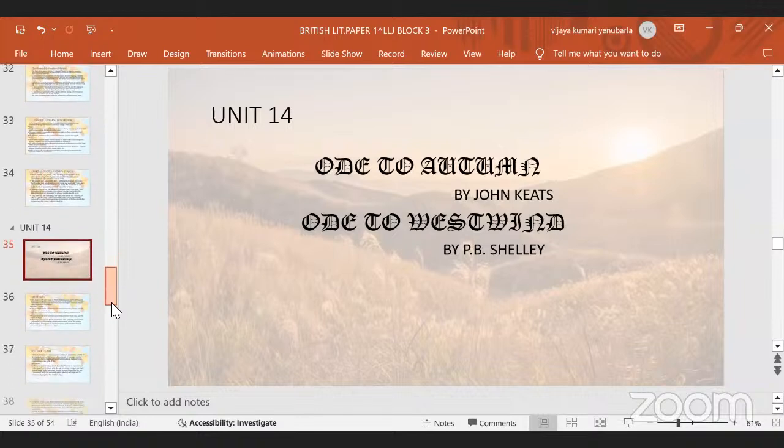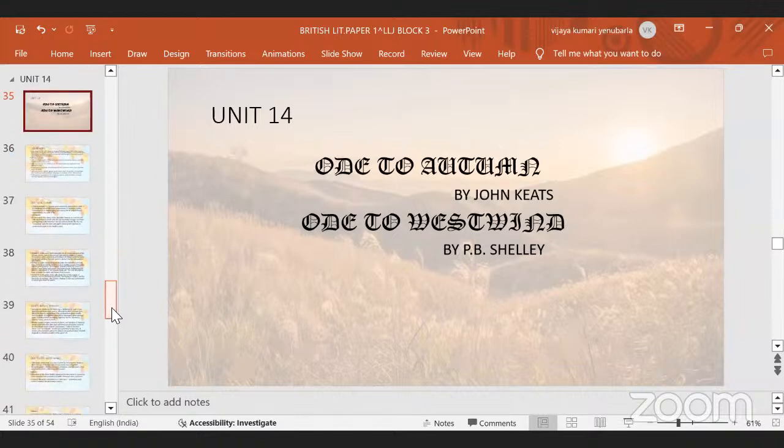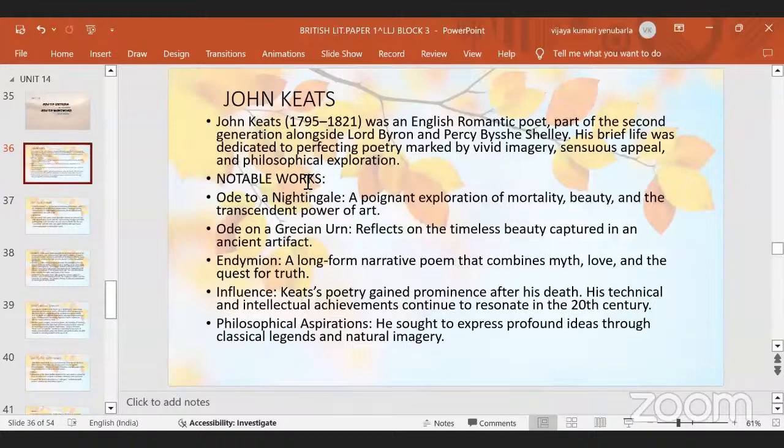And here we go. 14th unit: Ode to Autumn by John Keats, Ode to the West Wind by P.B. Shelley. So John Keats is another romantic poet. You can go through your textbook. That is more than enough. Everything is clearly explained. I'm just touching upon the points which are important.